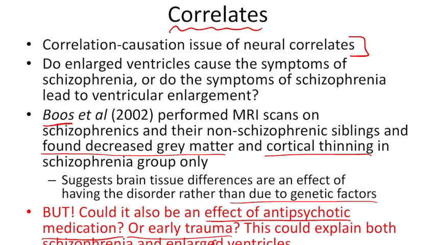There is research suggesting that early childhood trauma, which leads to PTSD, can cause some of this ventricular enlargement and can cause some of the brain abnormalities and structural abnormalities that we see in people with schizophrenia. So this could be a third variable that could explain both schizophrenia and enlarged ventricles. And so we need to just remind ourselves that neural correlates is a correlation rather than any direct causation. We would need to do much more sophisticated longitudinal research to be able to determine that.